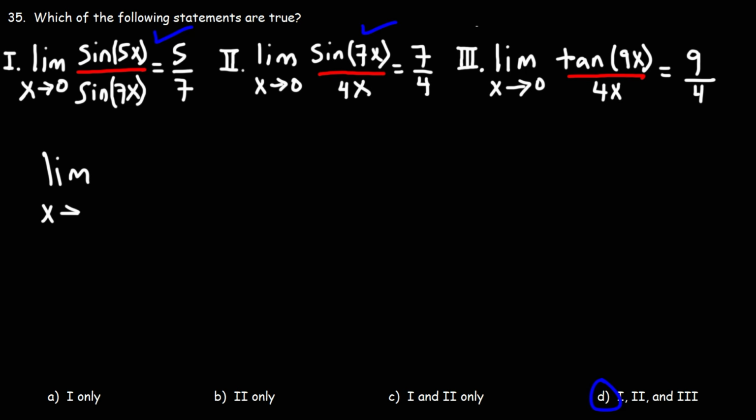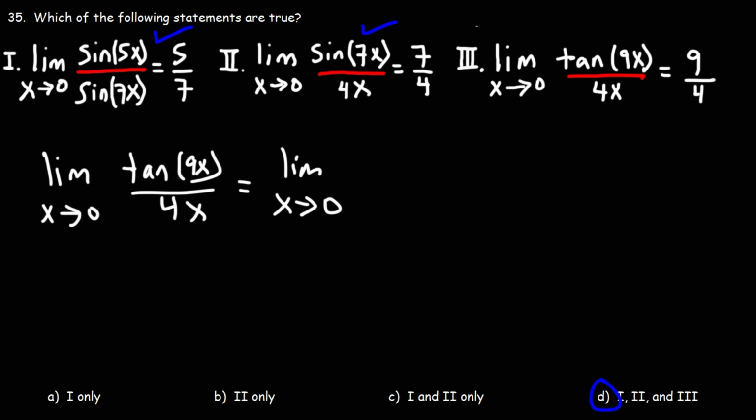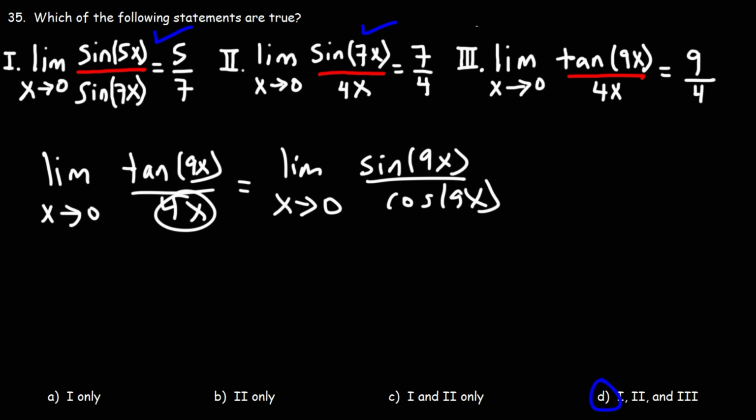The limit as x approaches 0 for tangent 9x over 4x. So first, let's change tangent. Tangent is sine over cosine. So tan 9x is sine 9x over cosine 9x. Now we still have a 4x in the bottom, so we can write that as 1 over 4x. Now we need a 9x below the sine. We already have an x here, so I'm just going to need to introduce a 9. So I'm going to multiply by 9 over 9.